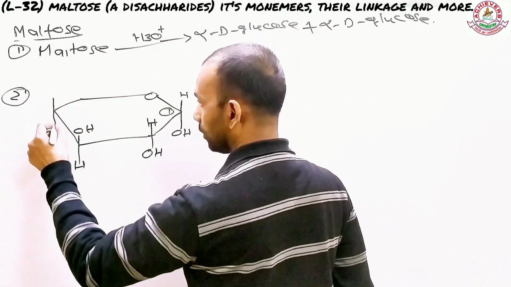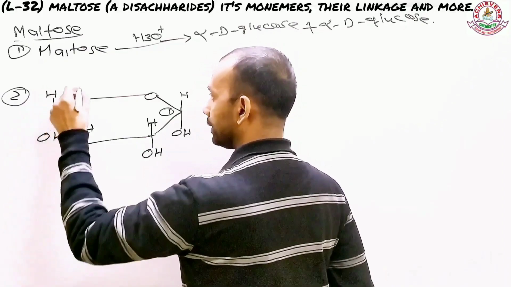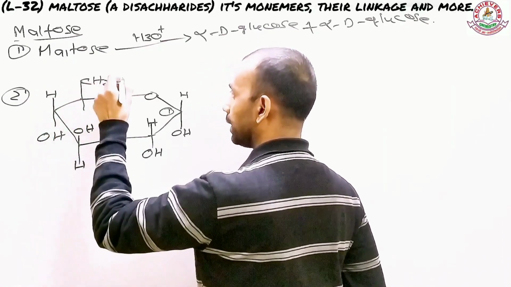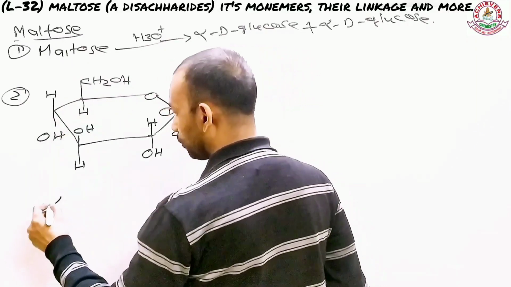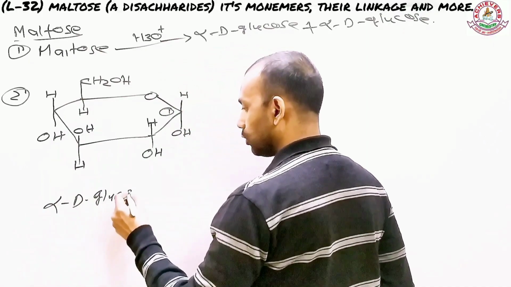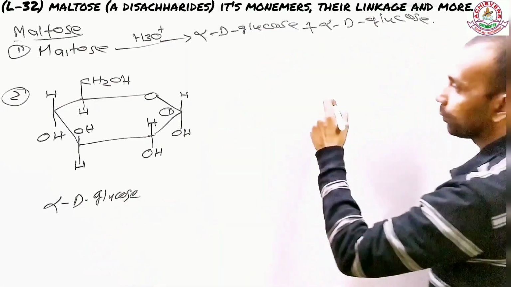So let's continue. The third one has OH in and H out there. The fourth one has OH out again, H up here, and this fifth one, if you remember, it has CH2OH, the chiral carbon, and H right here. So this is your one molecule of alpha D glucose, right? Now we need to draw another molecule of alpha D glucose, so I'm drawing it right here.